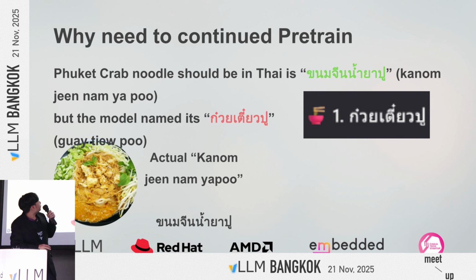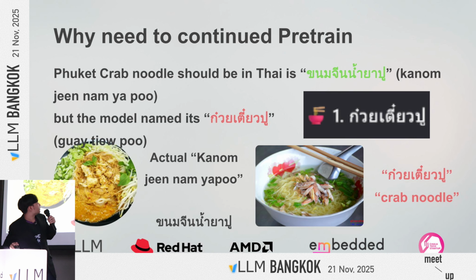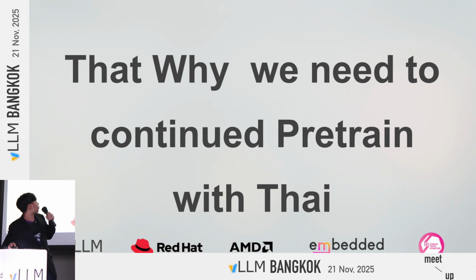Phuket crab noodle should be ขนมจีนน้ำยาปู, but the model said ก๋วยเตี๋ยวปู. The left picture is ขนมจีนน้ำยาปู, but the right one is crab noodle. As you can see, it's so different, right? That's why we need continued pretraining with Thai.